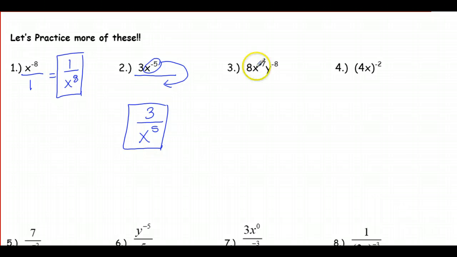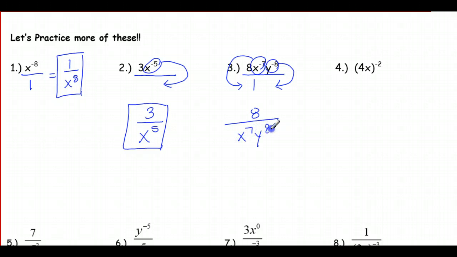Alright, in the next example, again, if we think of this entire thing over an invisible 1, we're going to take each negative exponent and move it down. So we have y to the negative 8th and we have x to the negative 7th. Both pieces are going to move down, and we're going to get 8, because that stays, over x to the 7th, y to the 8th.